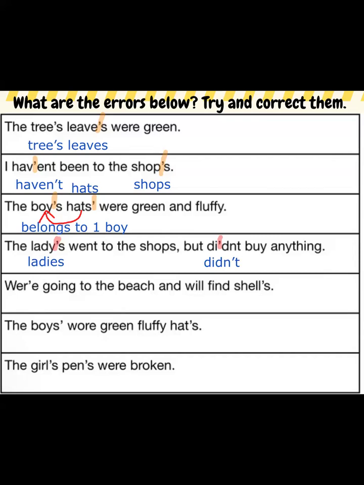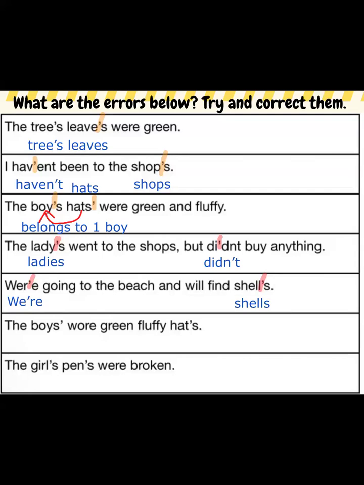And we're going to the beach. So we are going to the beach. I haven't missed a letter out between the R and the E. I have actually missed out a letter A. So this one here, it should say we apostrophe R-E rather than the apostrophe between the R and the E. And the last one, and we'll find shells. I don't need an apostrophe because I am just writing the plural. So if I'm writing the plural for shells, it will just be shells without any apostrophe. Okay.